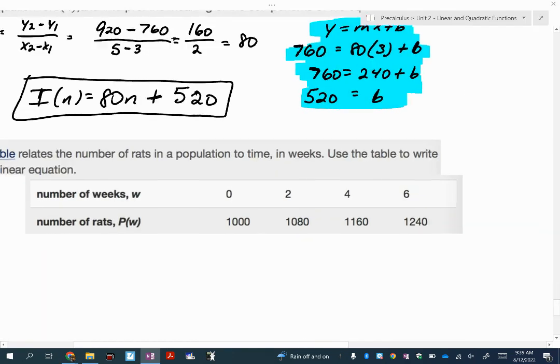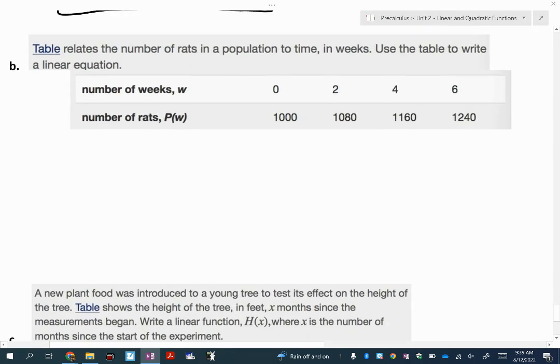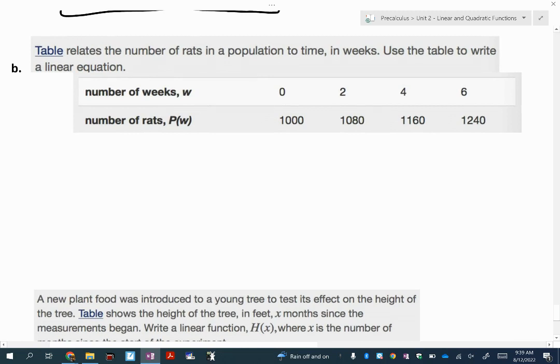Now, this one, when they give you the table, what I like to do when it says to write the function is use slope intercept. And if they give me this ordered pair of 0, 1,000, that to me is the y-intercept. So all I need to do is find the slope. You can do the algebra if you want, but in my mind, why not just use your ability to do subtraction?